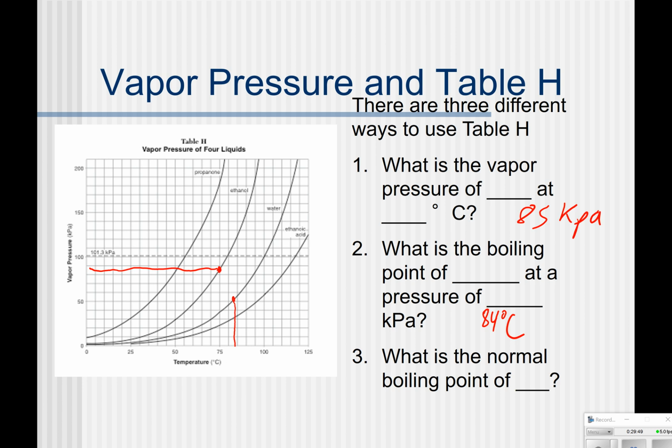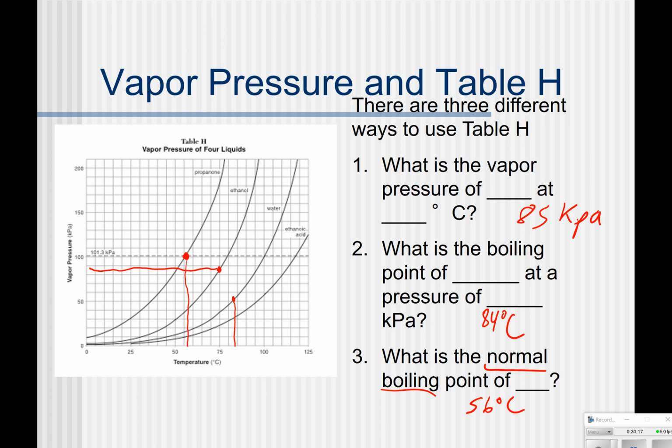The third way that we'll see questions is if you're asked what's the normal boiling point of, let's say, propanone. The normal boiling point has to do with where the propanone line crosses our standard pressure line. And the boiling point refers to a temperature, not a pressure. So we trace this down, and we're looking at something about maybe 56 degrees Celsius.